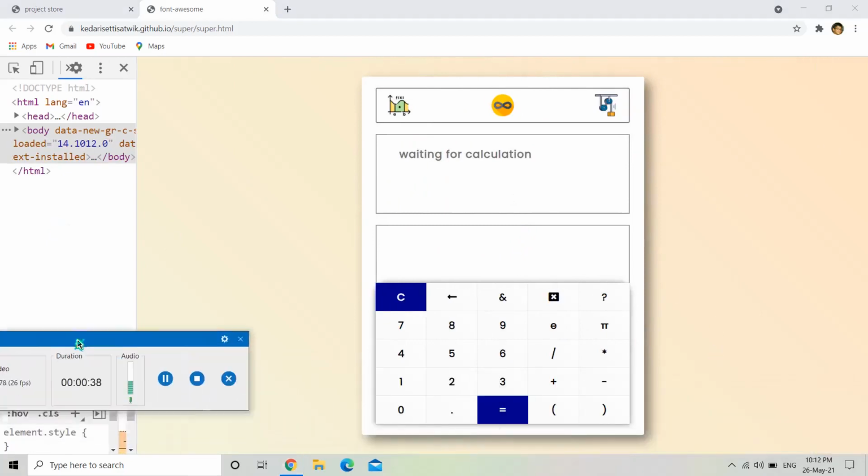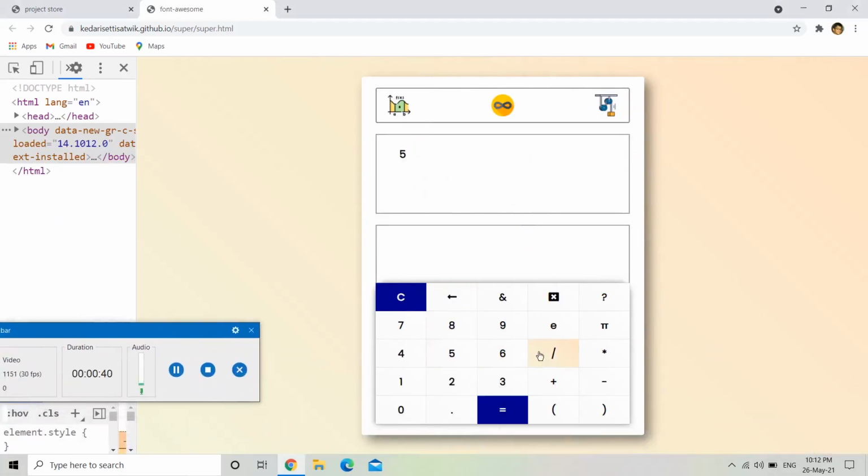Now let's see how this one works. This one will work as a normal calculator, but there are some options like minimize, and we have some other symbols also and a question mark. Now let's see what they mean. This works as a normal calculator, but what's this one's specialty?